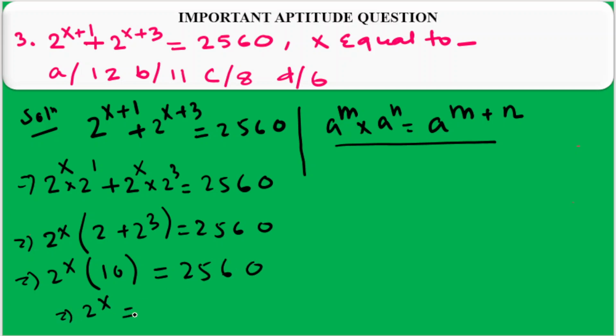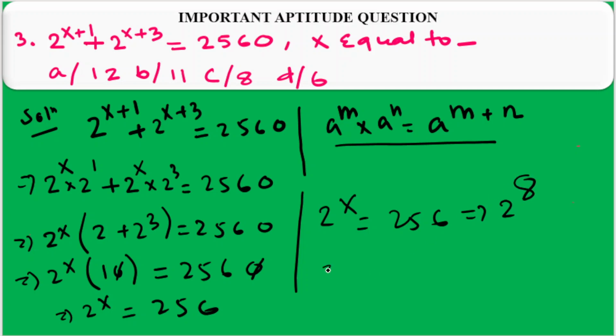Next is 2 raised to power x. We can divide this 2560 with 10. So it will become 2 raised to power x equal to 256. This 0 and this 0 will get cancelled out. So 256, you can write this as 2 raised to power 8. So it will become 2 raised to power x equals to 2 raised to power 8. So you can write this as x equal to 8. So x equal to 8, option C is correct answer.